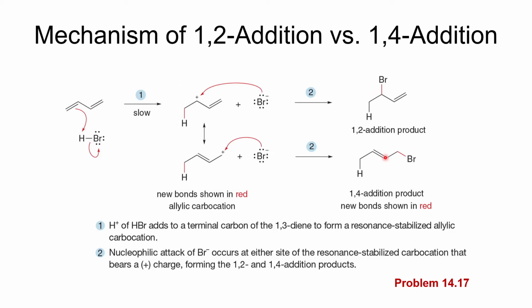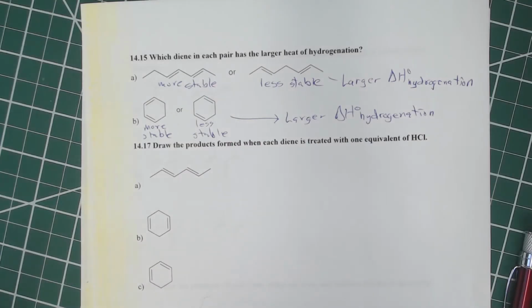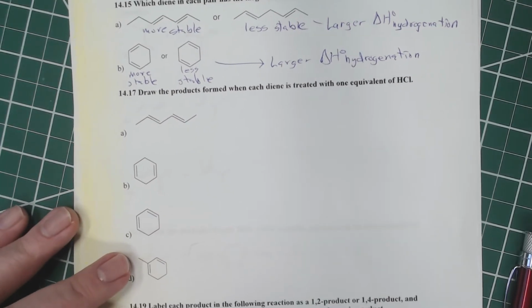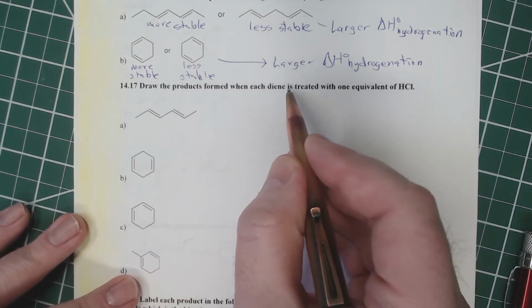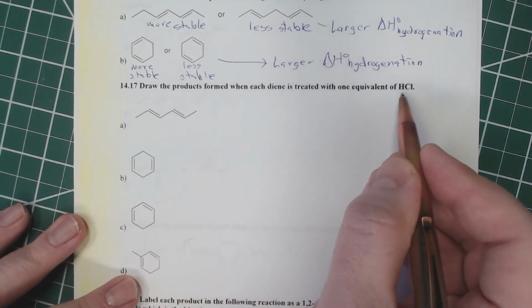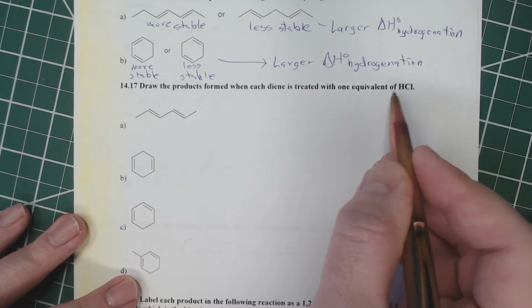Interestingly, when we have substituents on there, it can get even a little bit more complicated. And so we're going to look at what happens with various compounds. What kind of addition products are we going to get? So let's look at number 17, in our in-class assignment. Draw the products formed when each diene is treated with one equivalent of HCl.